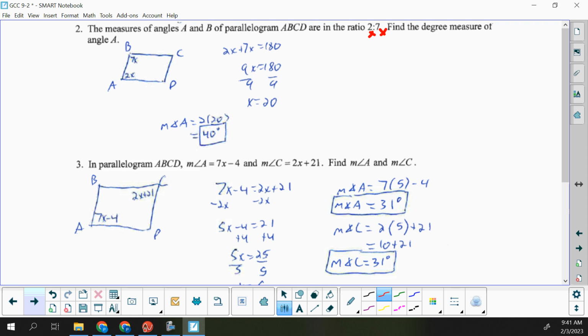Consecutive angles are what we have there. They're supplementary, so add them, set them equal to 180, you get x is 20. And we want to find angle A, so you just sub the 20 back in to get 40.